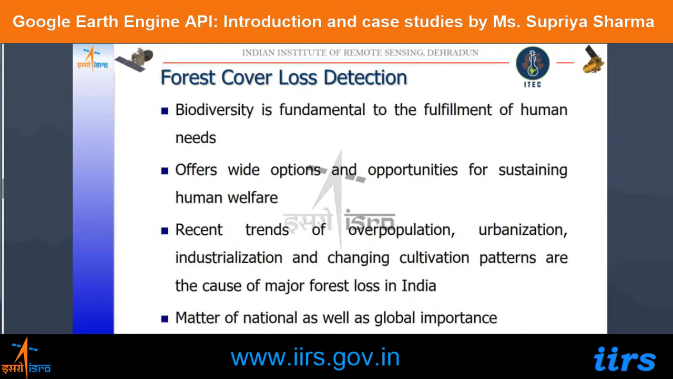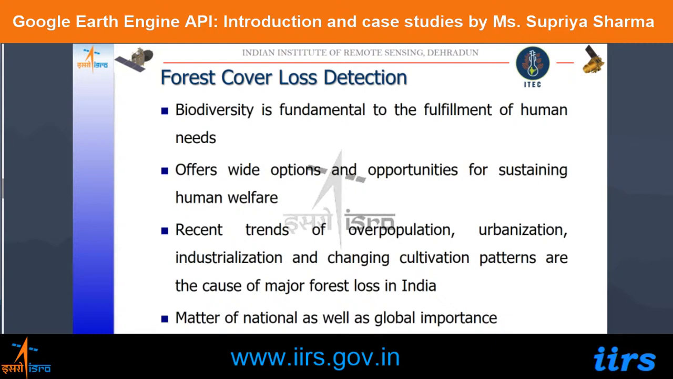So let us discuss a few applications that have been built at IIRS using the Google Earth Engine. Firstly, we have the forest cover loss detection. So we know that biodiversity is fundamental, of course, to fulfillment of human needs, and it offers wide options for sustenance of human welfare. However, the recent trends of overpopulation, industrialization, and urbanization are causing forest loss. And forest cover loss is not only a matter of national, but a matter of global importance.